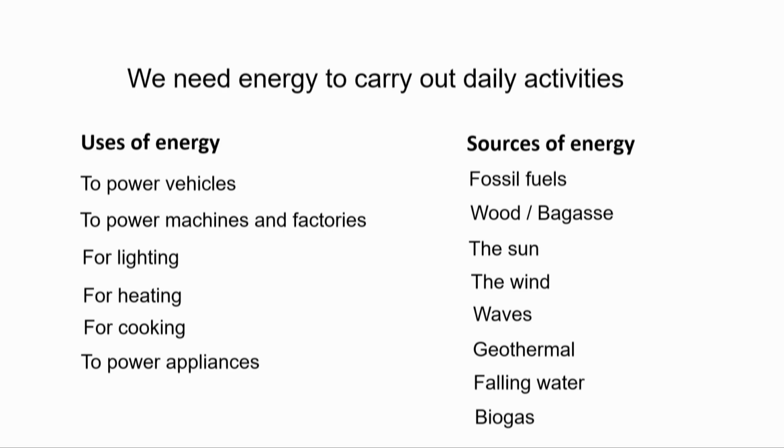Sources currently being used in Mauritius include fossil fuels, wood, bagasse, solar energy, wind energy, and energy from falling water. Of this list, fossil fuels are the main source of energy used in the world as well as in Mauritius. So what are fossil fuels?